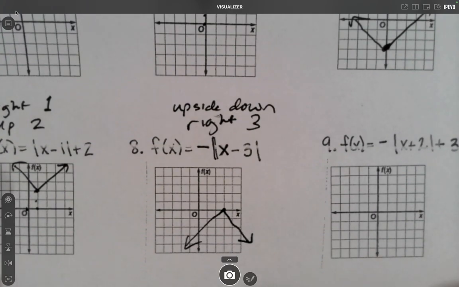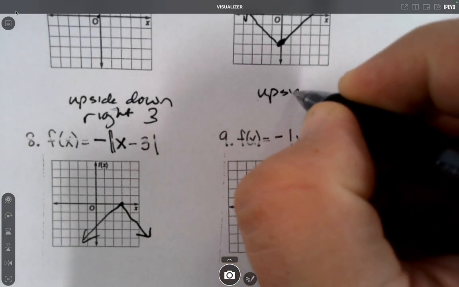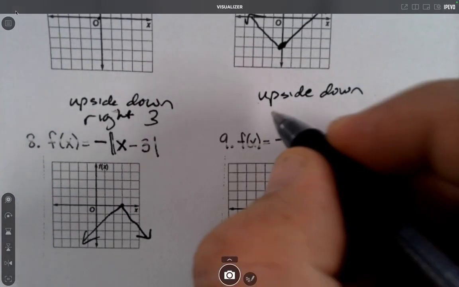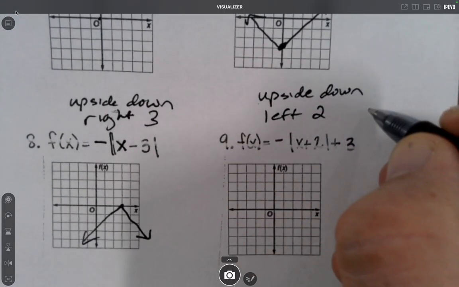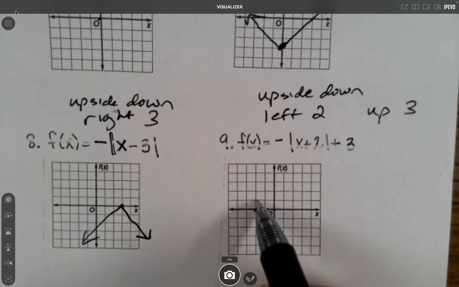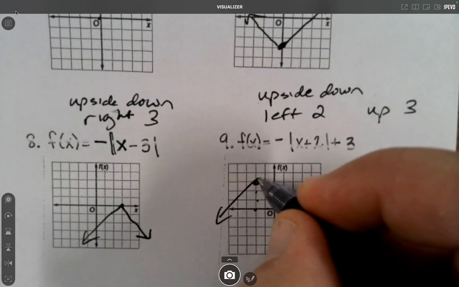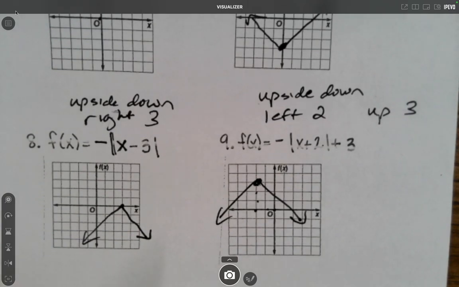And sometimes they might ask you to do 3 things. Crazy. So the negative makes you go upside down. The plus 2 inside the absolute value means you move left 2. And the plus 3 that's outside the absolute value means you go up 3. So I'm going to go left 2, always start at the origin, left 2, 1, 2, up 3, 1, 2, 3. There's my vertex, my corner, and I draw an upside down V. So it will take some memory to remember where it is and what means what as far as the signs, but once you put that in your memory, it's pretty straightforward.